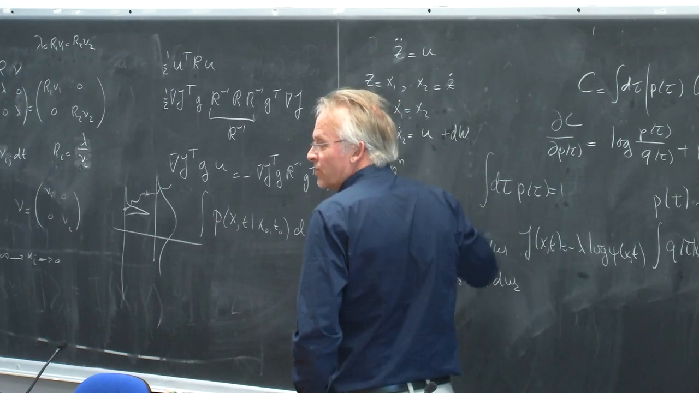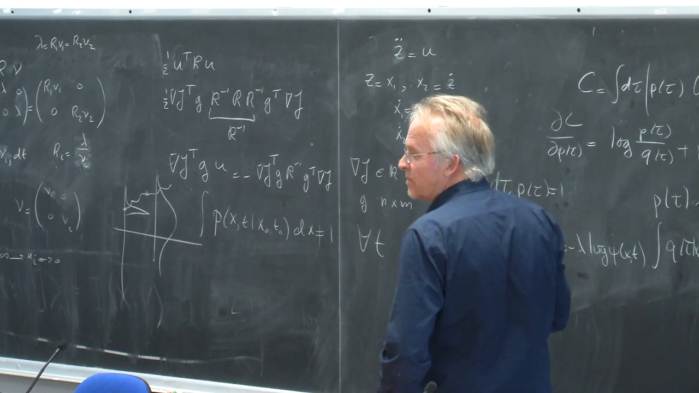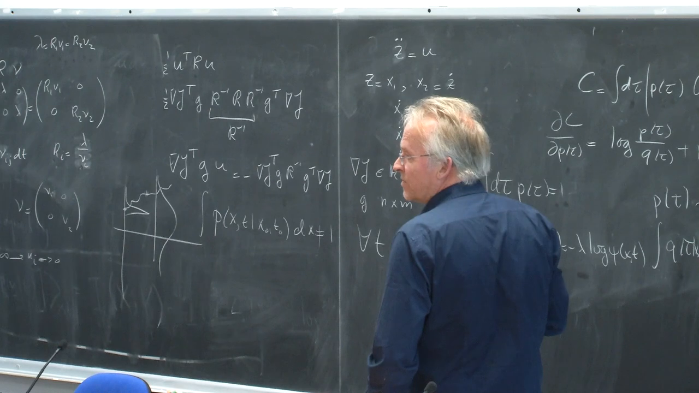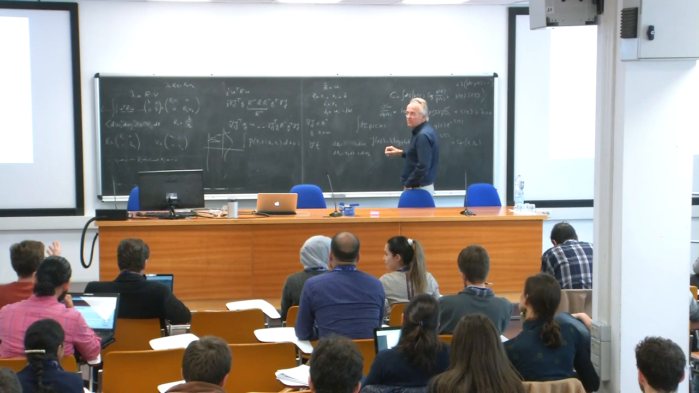But I mean, it would be a kind of underdamped limit. I mean, I can have, for instance, an Ornstein-Uhlenbeck process where I put a forcing on the velocity, but I do not put it in.